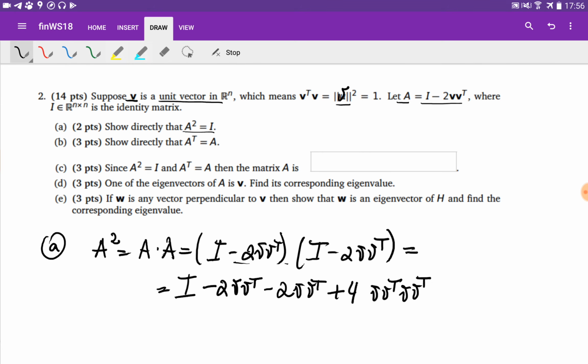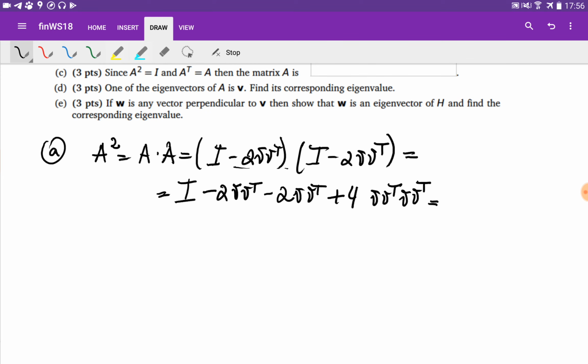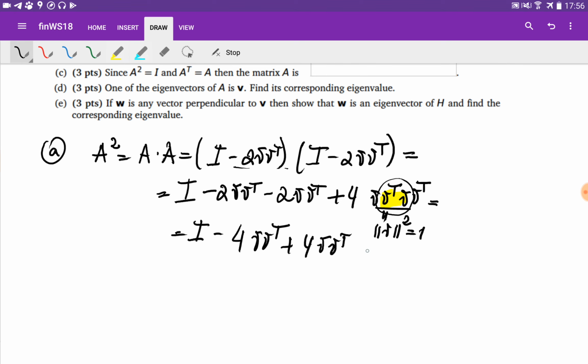So please note that V transpose V is equal to the length of this vector V squared, which is equal to 1. It means that we've got identity minus, so if we add these terms, minus 4VV transpose plus 4VV transpose, since the two terms in the middle are equal, they cancel. So this is simply equal to the identity.